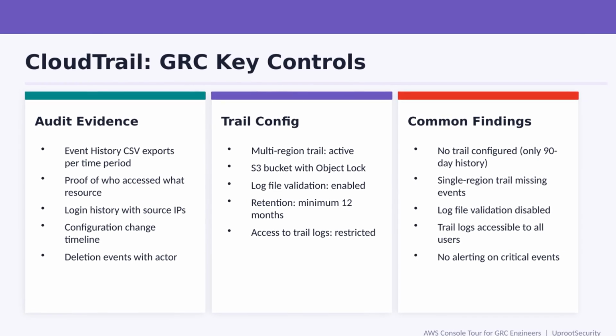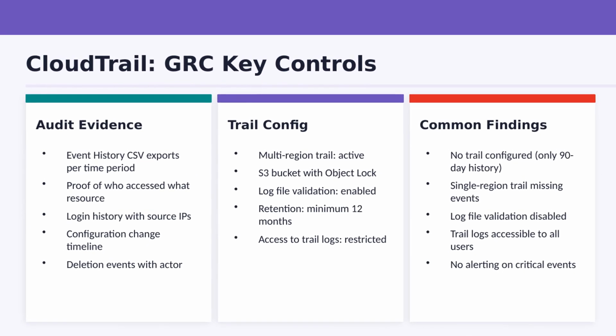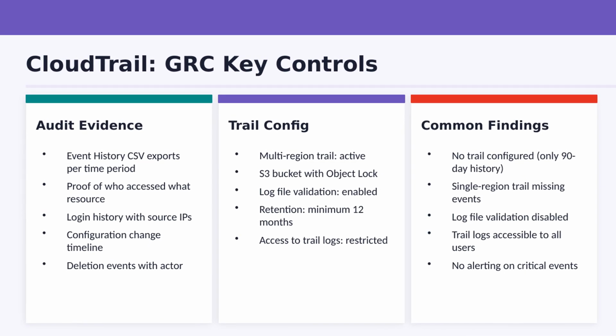GRC controls for CloudTrail. Your audit evidence. CSV exports from event history, proof of who accessed what resource, login history with source IPs, configuration change timelines, and deletion events with the actor. Trail configuration. Multi-region active, S3 bucket with object lock, log file validation enabled, retention of at least 12 months, and restricted access to the trail bucket.